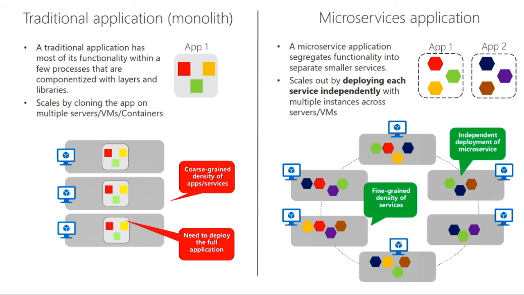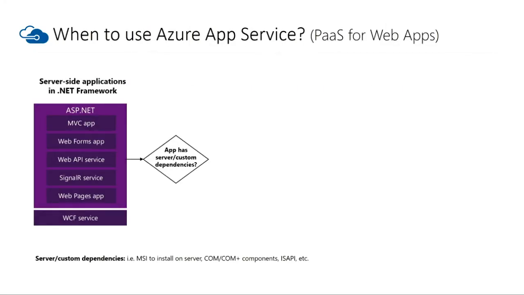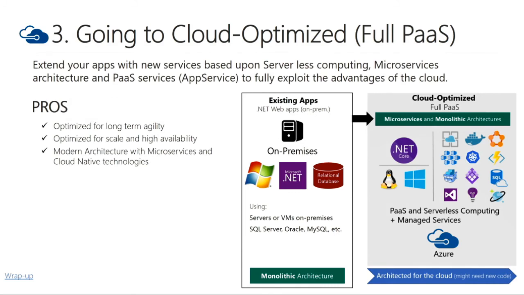Some of the callouts here are just repeating what I just said. The other advantages you get with this approach, in addition to long-term agility, are all the things you got before. You get scale and high availability, similar to the story we had for Windows containers. And you're also using all the modern architecture stuff that checks all the right boxes these days: microservices, containers. Those are some of the advantages you'll see with this approach.